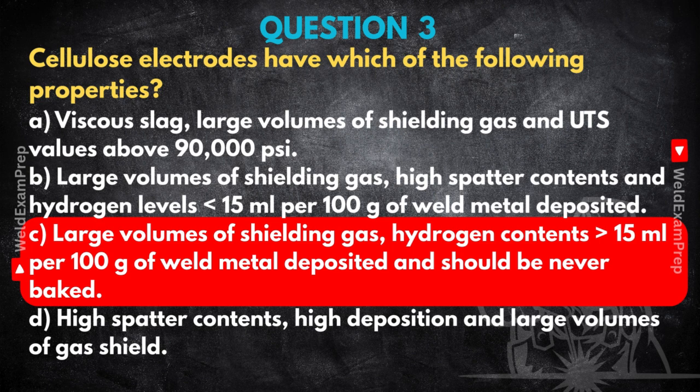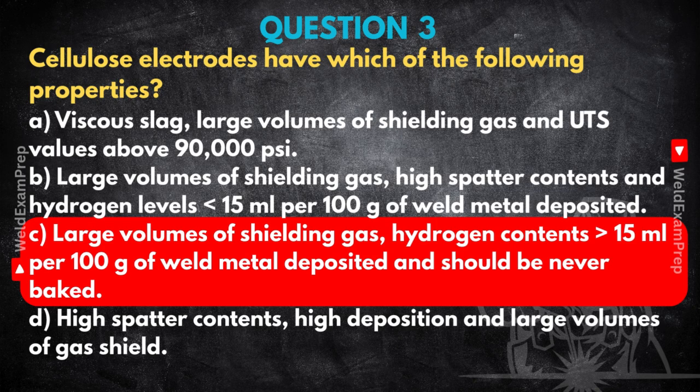Wow. That sounds incredibly critical. So what's the most maybe counterintuitive mistake people make with cellulose rods that just wrecks everything? Honestly, trying to treat them like low hydrogen electrodes, specifically trying to bake them. People sometimes think, oh, high hydrogen, let's dry them out. But it's completely the wrong thing to do.